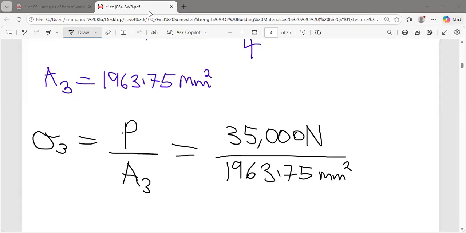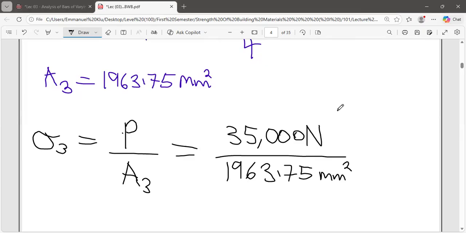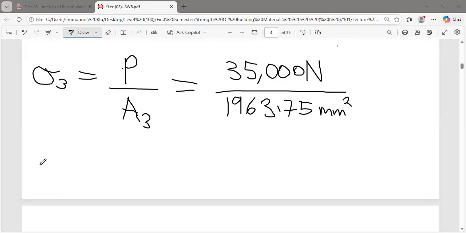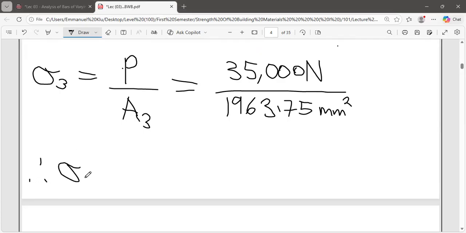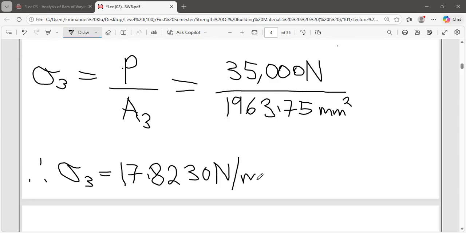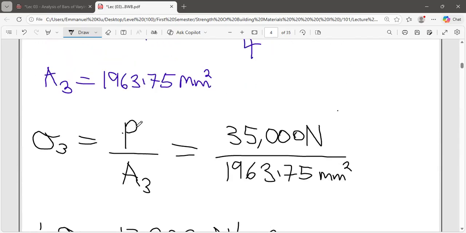He had 17.8230 Newton per millimeter squared. Yes, exactly. So finally, we know that therefore our stress in section 3 is equal to 17.8230 Newton per millimeter squared. Exactly. So we are done solving the question A.